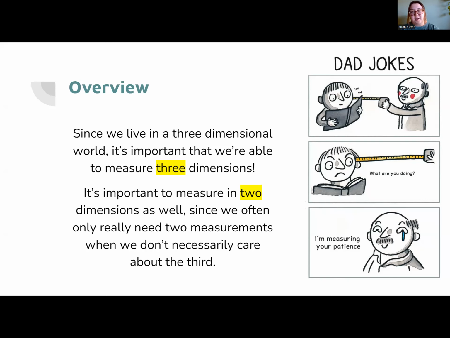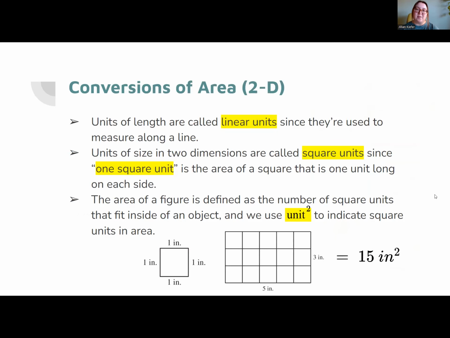So on the side here, I have a dad joke. Dad is measuring up to his kid's ear. What are you doing? I'm measuring your patience. Nice. All right.